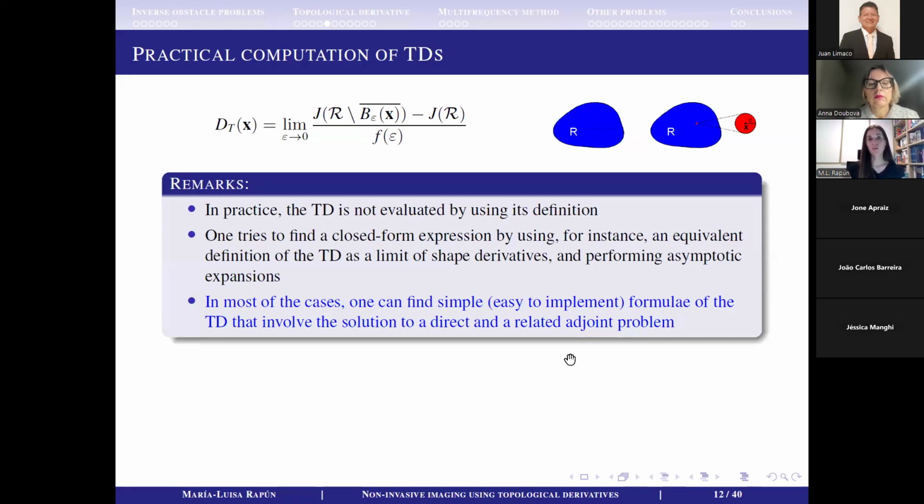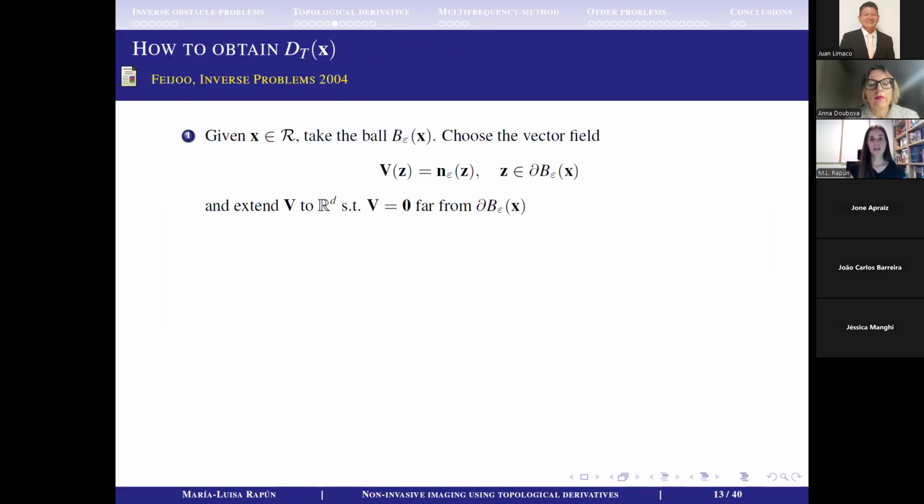Okay, and for doing so, we are going to use an equivalent definition of this topological derivative as a limit of shape derivatives and perform some asymptotic expansion. So this is the more technical part. I'm going to skip all these details, just a few words about how to obtain a formula.